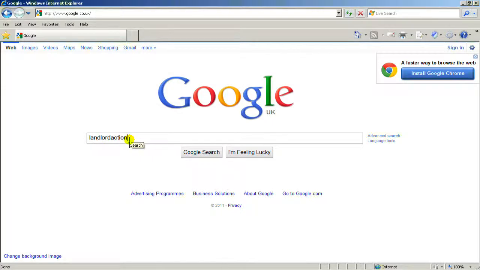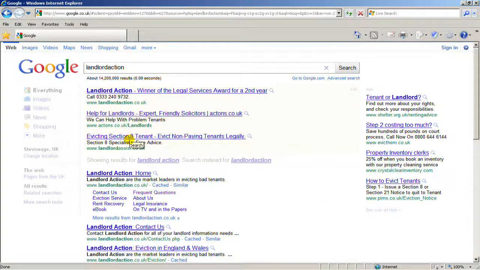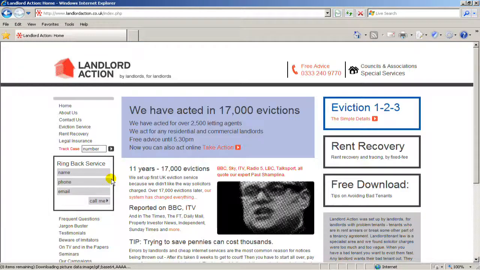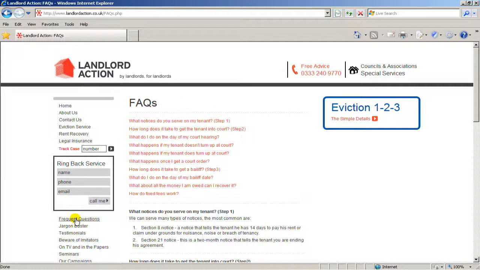For a full explanation of when and how to serve the different types of eviction notice, go to www.landlordaction.co.uk and read their frequent questions. Landlord Action, founded by Paul Champion in 1999, is the industry's leading fixed-fee rent recovery and tenant eviction service. If you want any advice whatsoever on how to recover rent arrears or start eviction proceedings, call Landlord Action on 0333 240 9770 for free, honest, impartial advice.